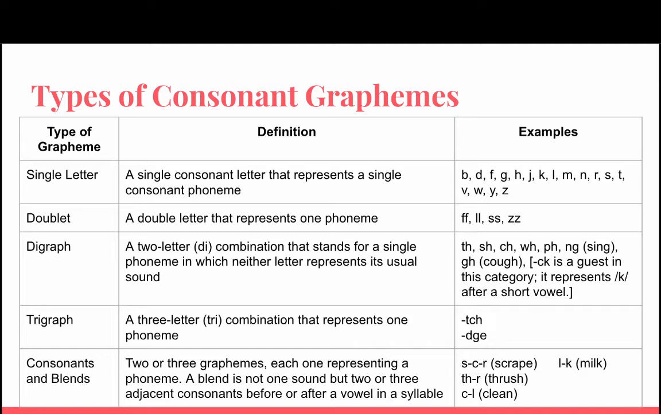A trigraph is a three-letter combination that represents one phoneme. So, for example, TCH stands for the sound ch, or DGE stands for the sound j.